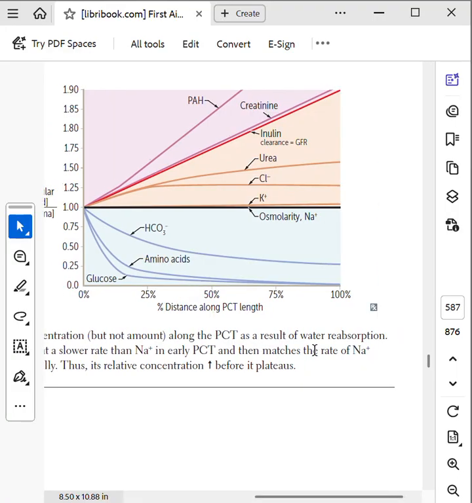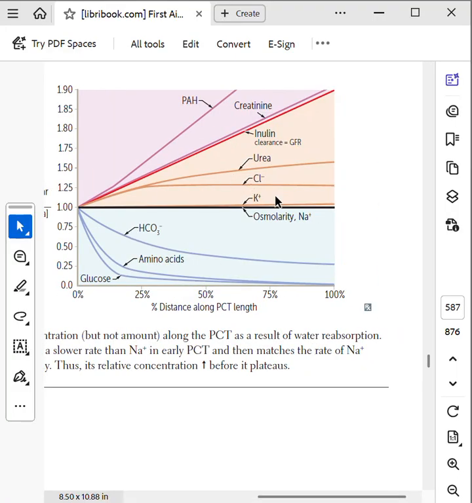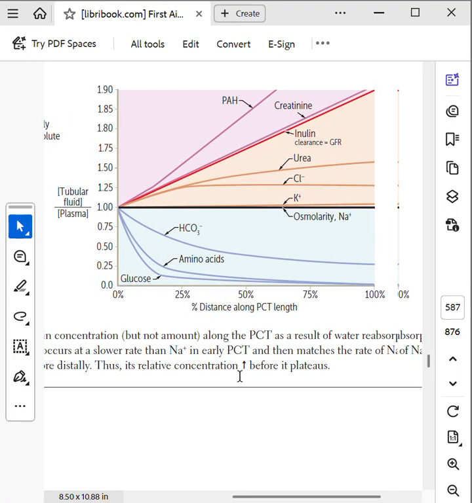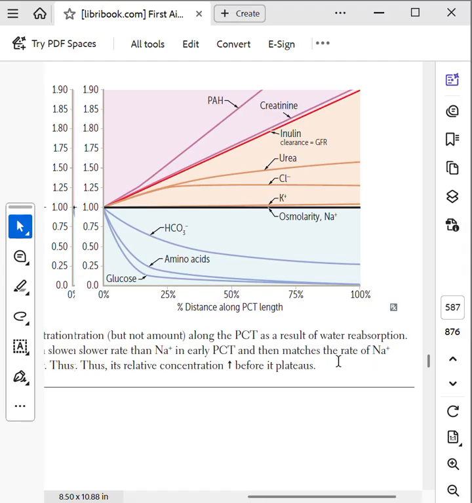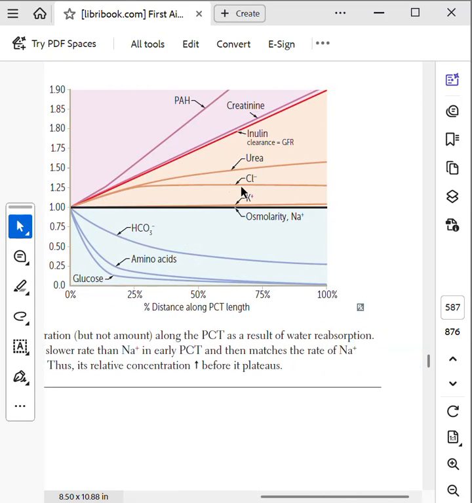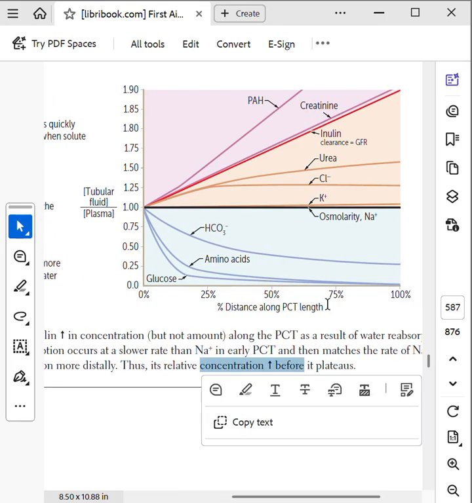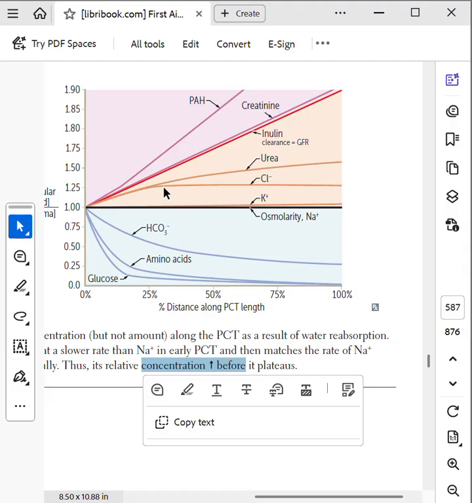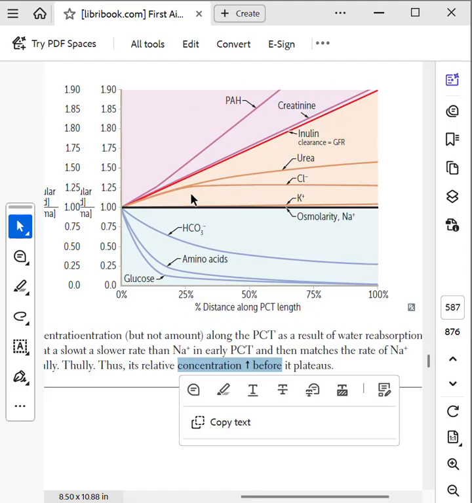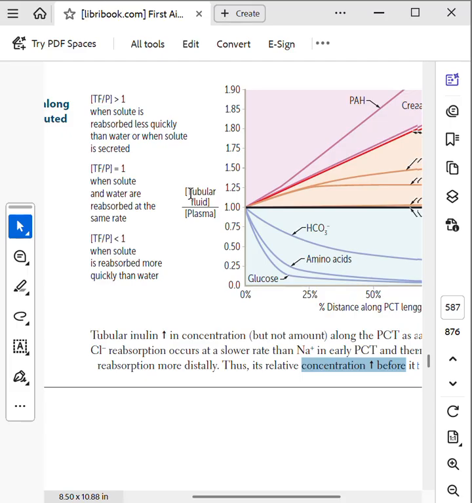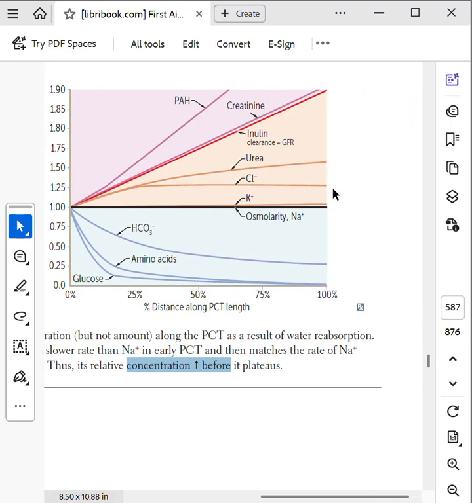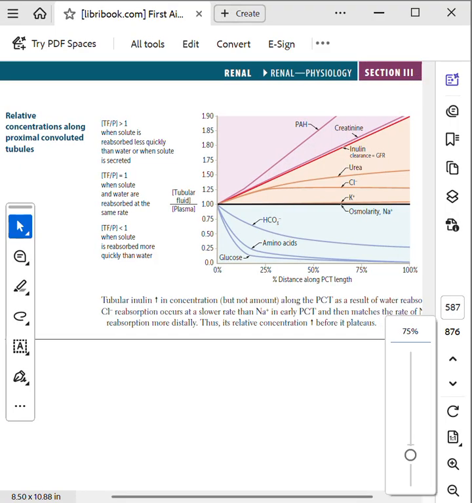Chloride reabsorption occurs at a slower rate than sodium. You can watch the chloride here. It occurs at a slower rate than sodium in the early proximal convoluted tubule, and then matches the rate of sodium reabsorption more distally. You can see that it plateaus and then reaches the sodium rate. But earlier it's slower, right? So its relative concentration increases before it plateaus. First, the concentration of chloride increases, because it's less quickly reabsorbed than water, and then it plateaus. Okay, this is your graph to show you some concentration curves.